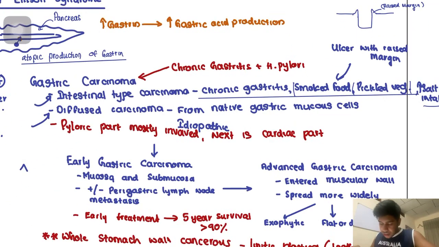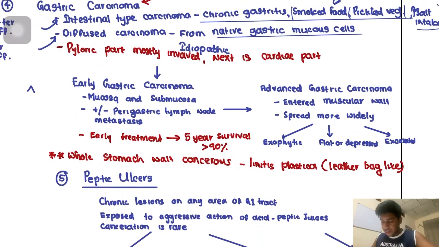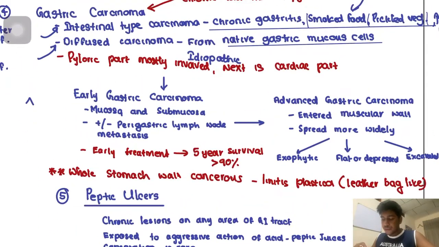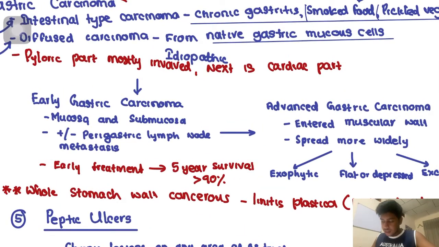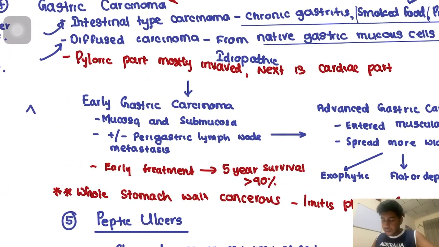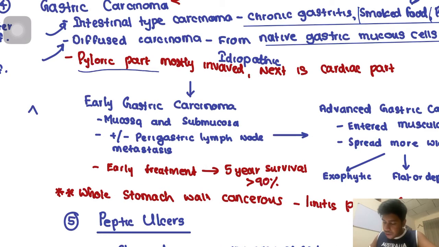We have diffuse carcinoma from native gastric mucus cells. And the reason is idiopathic. That means you don't know. People don't know why that is caused. The most commonly involved part is the pyloric part. Next is the cardiac part.